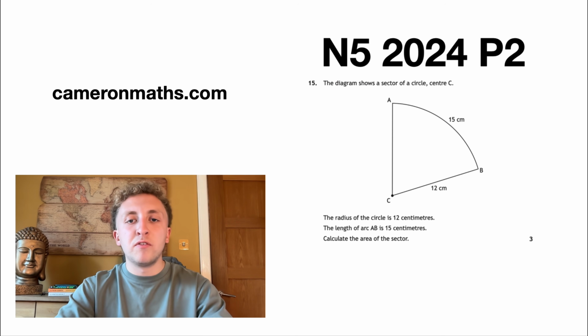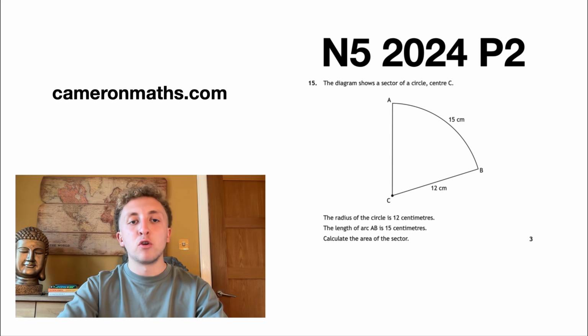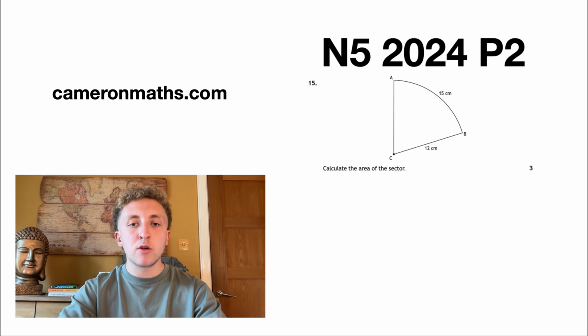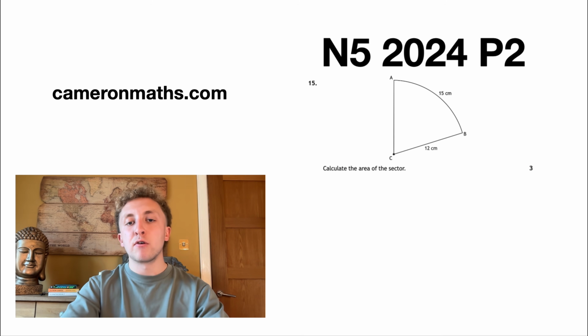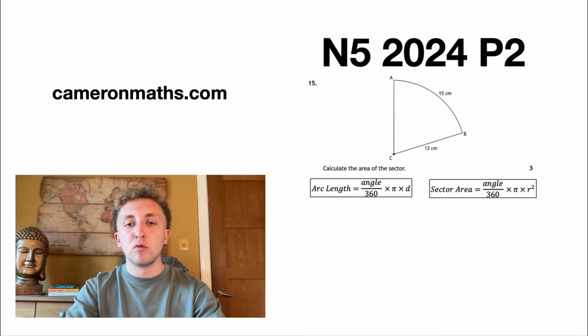In question 15, we've been given a sector of a circle with its arc length 15 and radius 12 and asked to find the area of the sector. Now we know two formulas that relate to this question that aren't on the formula sheet. First of all, arc length is equal to angle over 360 times pi times the diameter, and then sector area is equal to angle over 360 times pi times the radius squared.